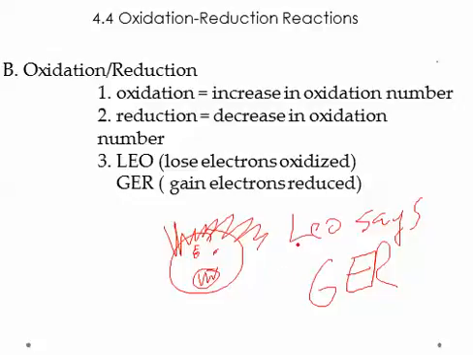And so LEO means you lose electrons, you're oxidized. GER means you gain electrons, you are reduced. It sounds like an easy thing to remember, but sometimes when you're getting into these problems and you're keeping track of everything and you start talking about reducing agents and oxidizing agents, it's easy to get this mixed up. So you need to remember this. Leo says GER.